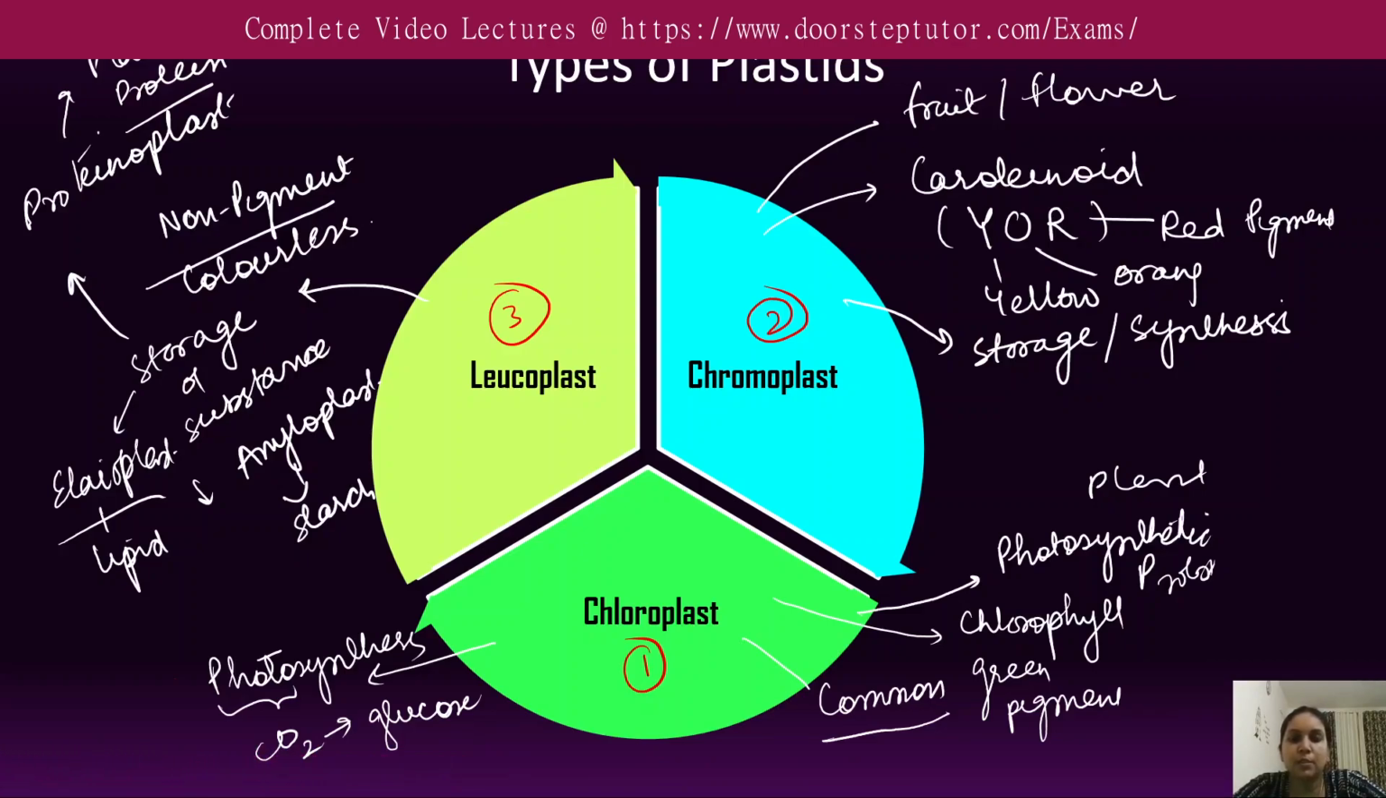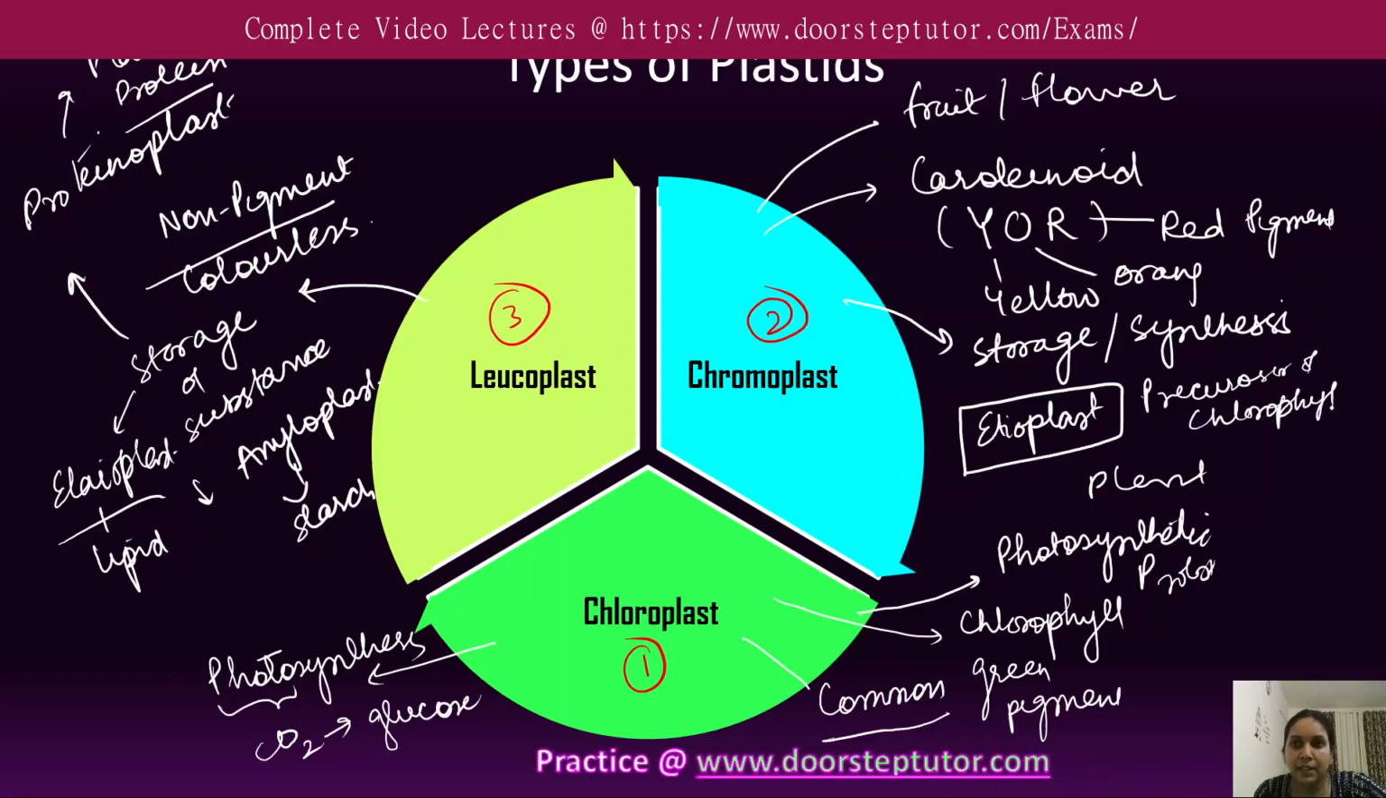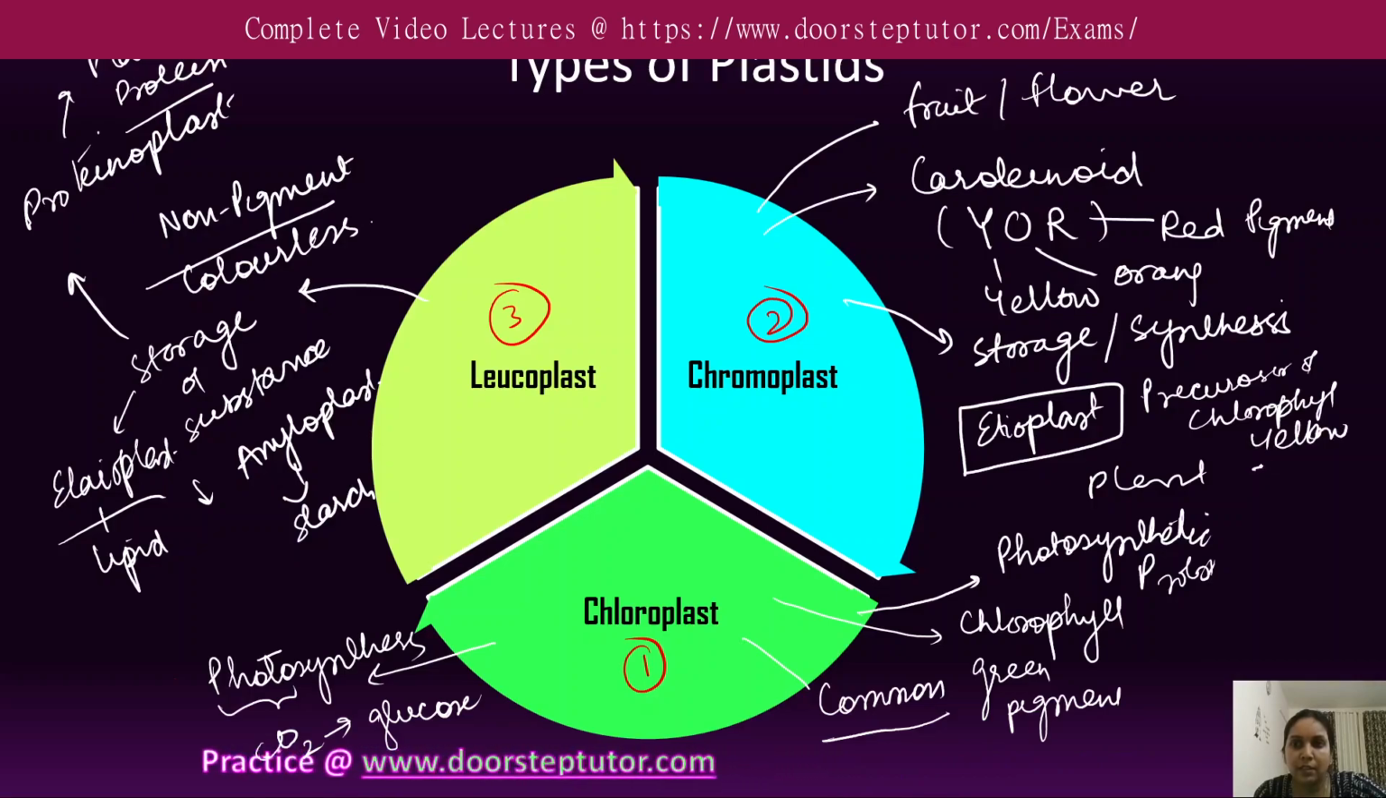Out of these, the chloroplast is the most common form of plastid, while the chromoplast and the leucoplast are other forms of plastid. In the dark-grown plant, what happens is that the etioplast is formed from the proplastid. The etioplast is composed of the precursor of chlorophyll and contains a yellow pigment. The precursor of chlorophyll is protochlorophyll.